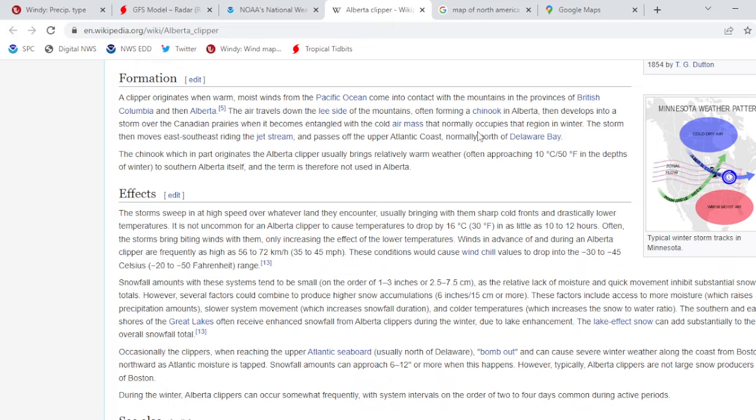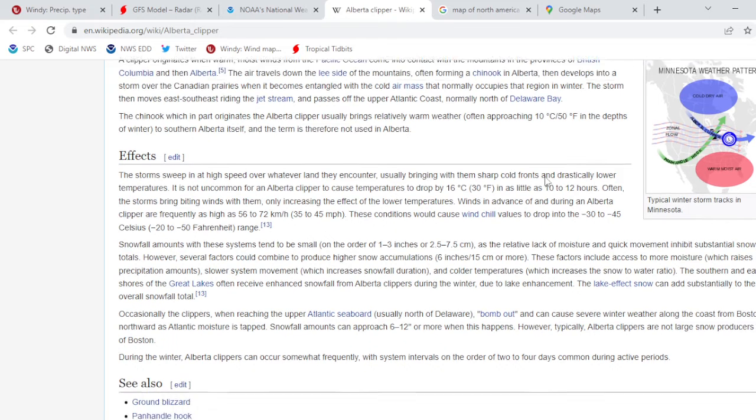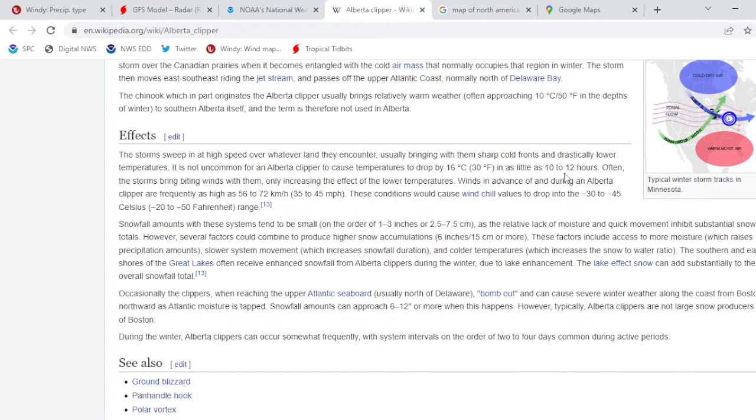The Chinook, which in part originates the Alberta Clipper, usually brings relatively warm weather, often approaching 10 degrees Celsius or 50 degrees Fahrenheit in the depths of winter, to southern Alberta itself, and the term is therefore not used in Alberta. Okay. The storms sweep in at high speed, over whatever land they encounter, usually bringing with them sharp cold fronts and drastically lower temperatures.